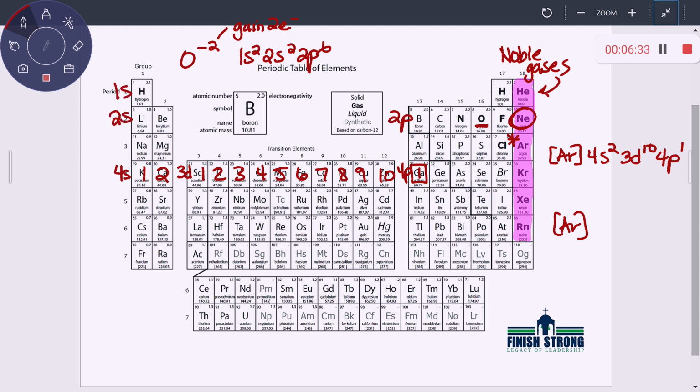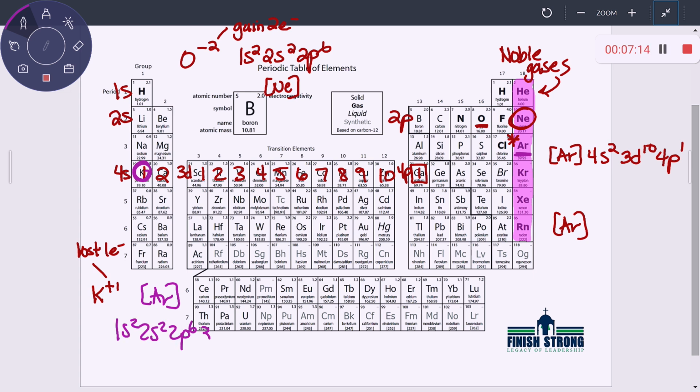Okay? Yes? In that scenario, could you shorthand neon? If I asked for the shorthand, you could give me neon in a bracket. If we're doing a cation, something like K plus 1, this plus 1 means I lost 1 electron. You have to go back 1 box. So if potassium is here, you need to go back 1 box, which is argon. So that means if I asked for the shorthand, you could give me argon in a bracket and you'd be fine. But if I didn't ask for the shorthand, you would have to write it all out.